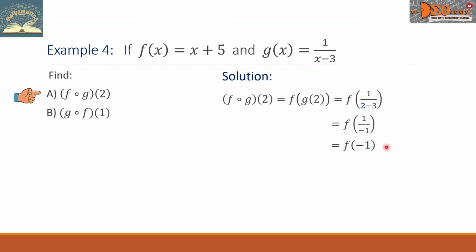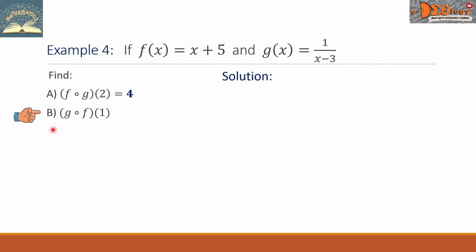Let us now evaluate f of negative 1. f of x equals x plus 5. So we change the x by negative 1 for this f of negative 1. So we have negative 1 plus 5. And when we simplify, it is positive 4. This is the answer for problem A. Let's copy this answer opposite A. Then we proceed to B.